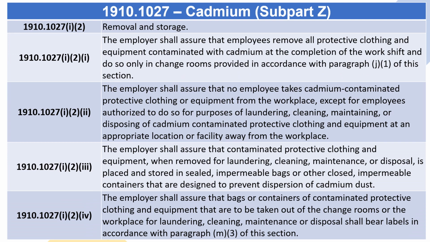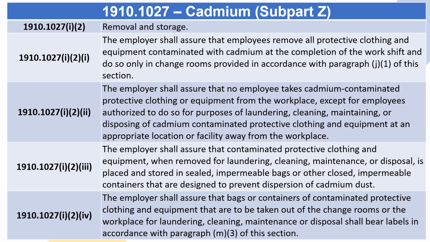1910.1027 I-2, Removal and Storage. 1910.1027 I-2 I through 1910.1027 I-2 4. The employer shall assure that employees remove all protective clothing and equipment contaminated with cadmium at the completion of the work shift and do so only in change rooms provided in accordance with paragraph J1 of this section. The employer shall assure that no employee takes cadmium-contaminated protective clothing or equipment from the workplace, except for employees authorized to do so for purposes of laundering, cleaning, maintaining, or disposing of cadmium-contaminated protective clothing and equipment at an appropriate location or facility away from the workplace.